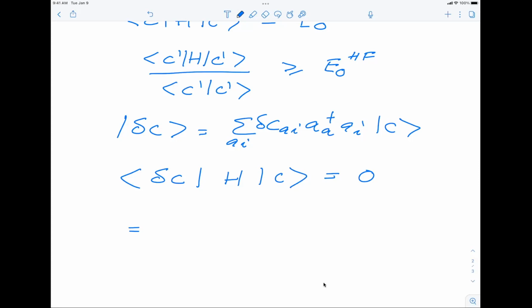So what we need to look at now is an expectation value of the type ⟨Φ_0| a_i† a_a, and then we have this coefficient δC_{ai} complex conjugate. This is the Hermitian conjugate of the state δ|Φ⟩. And this is then multiplied with the Hamiltonian and set equal to 0. So this is the quantity which we want to drive to 0.